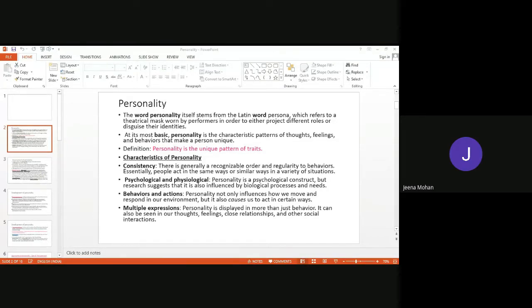Because we are observing others, and sometimes consciously or unconsciously we are imitating or modeling that behavior. And also at the same time, we are also being observed.